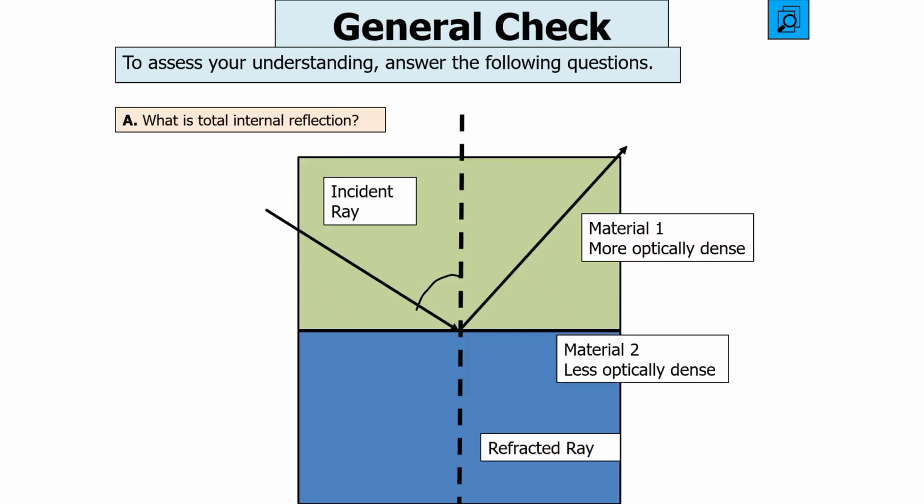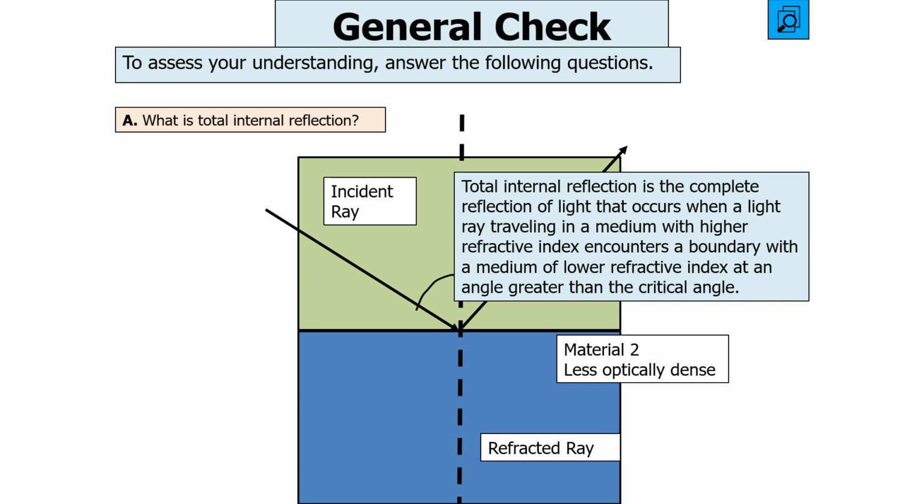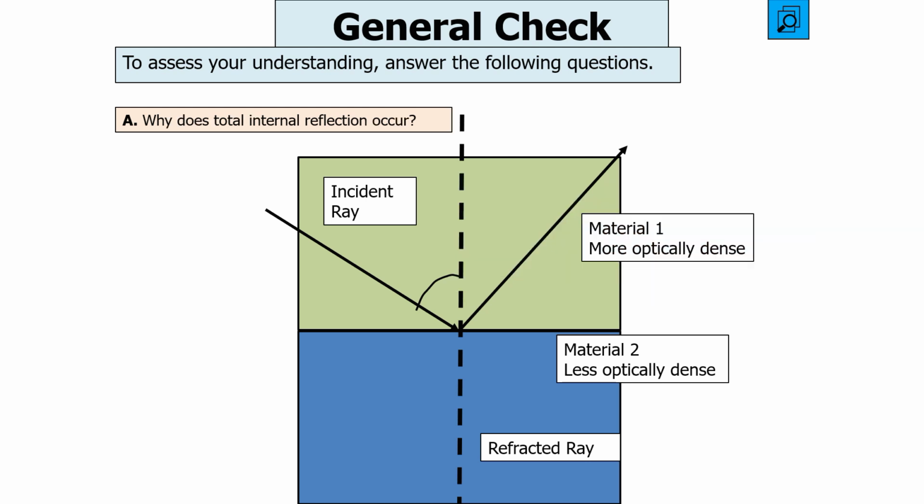What is total internal reflection? Pause the video now, then unpause the video when you want to go through your answer. Total internal reflection is the complete reflection of light that occurs when a light ray travelling in a medium with a high refractive index encounters a boundary with a medium of a lower refractive index at an angle greater than the critical angle.